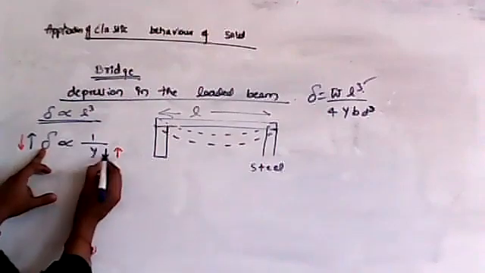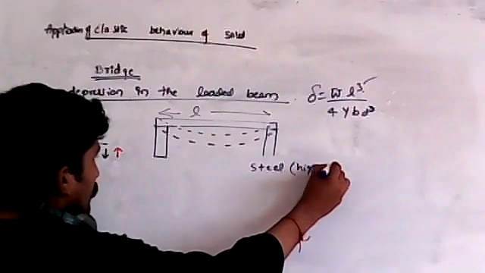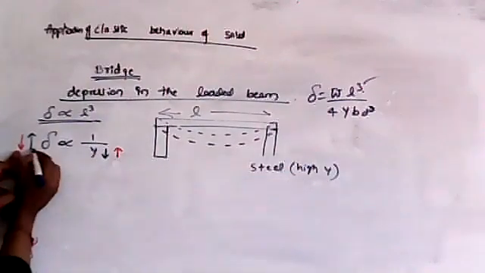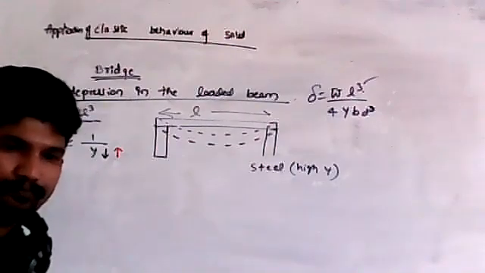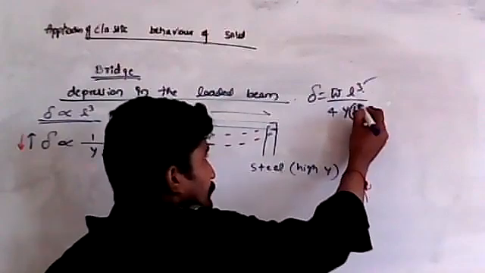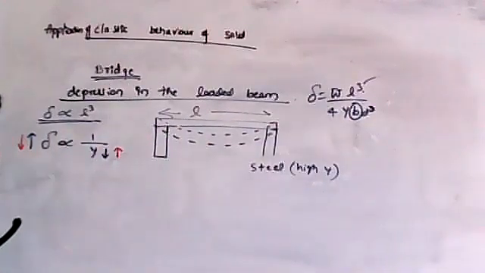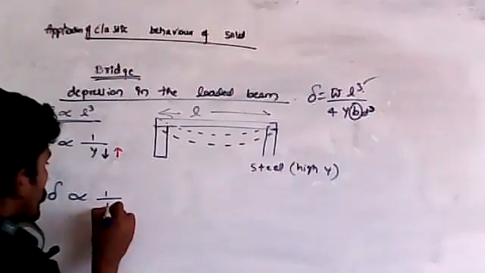Why? Because steel has a high Young's modulus, so that's why you will get less depression. So the lifetime will be more. I hope you remember this. Next one, B, breadth. What is the relation? Delta is inversely proportional to B.